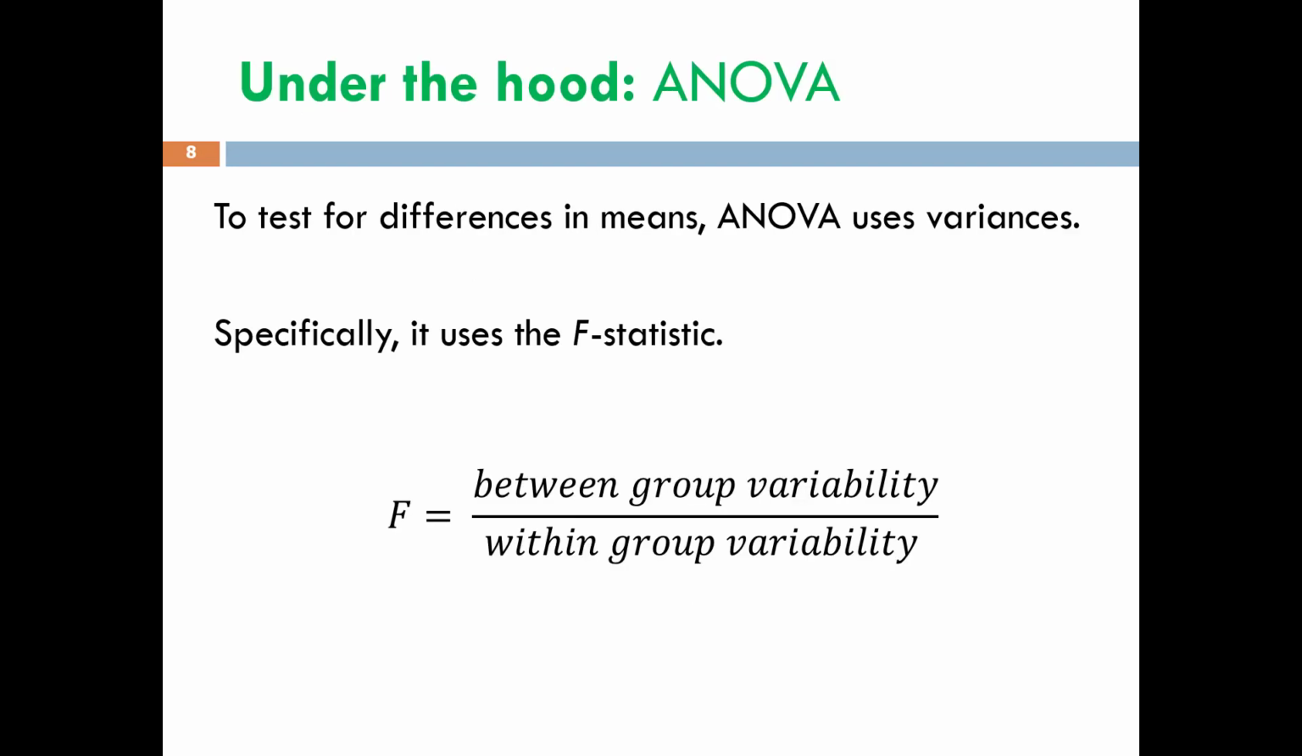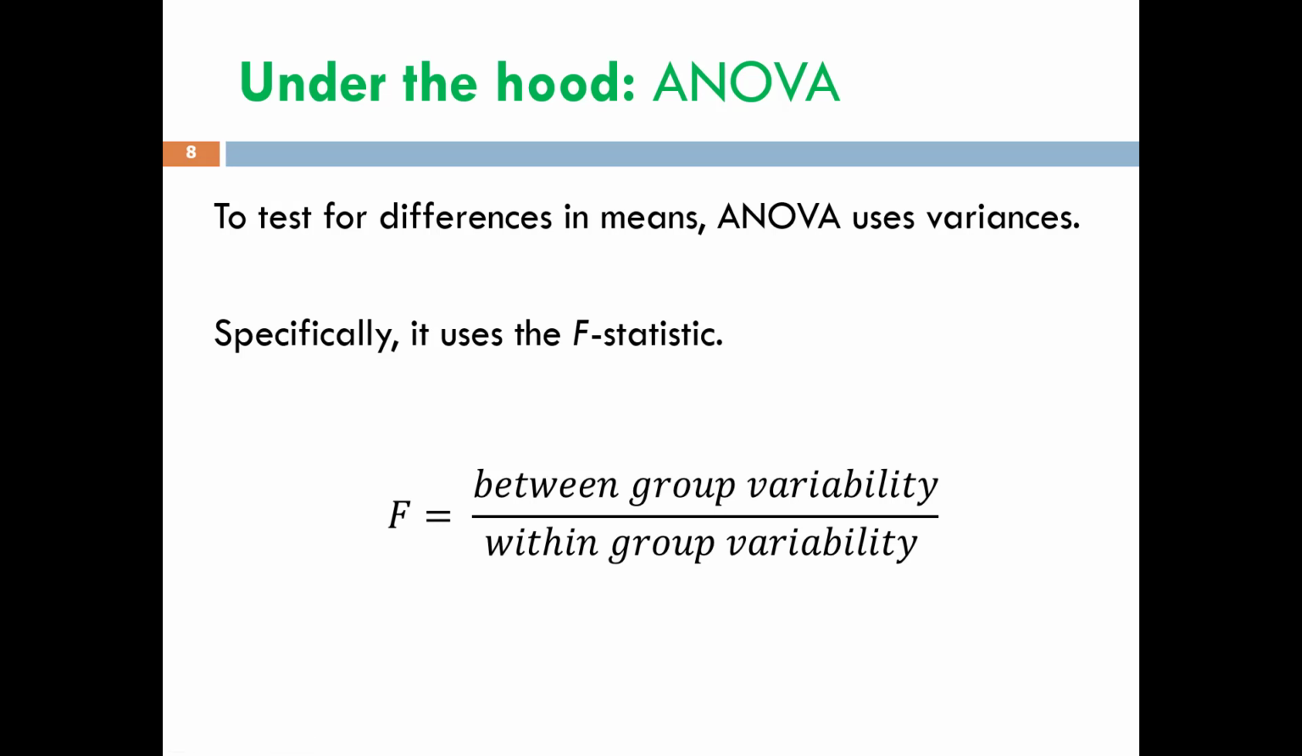Now I'm going to walk you through a little bit of the under-the-hood information about ANOVA, and this is just meant to give you some exposure to the behind-the-scenes math that goes on in ANOVA. So you don't need to memorize any of this or derive any of this, but I just want you to get a feel for what ANOVA is doing. So to test for those differences in means, ANOVA uses variances, and that's the reason why it's called ANOVA, analysis of variance. And ANOVA uses the F statistic.